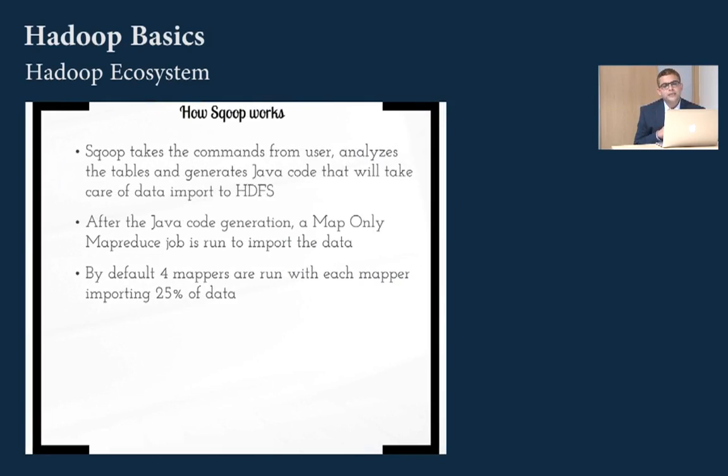What Scoop does is, Scoop takes commands from a user, analyzes those tables and generates Java code to get that data. After the Java code is generated, a map-only MapReduce job is run to import the data. By default, 4 mappers are run to get the data.